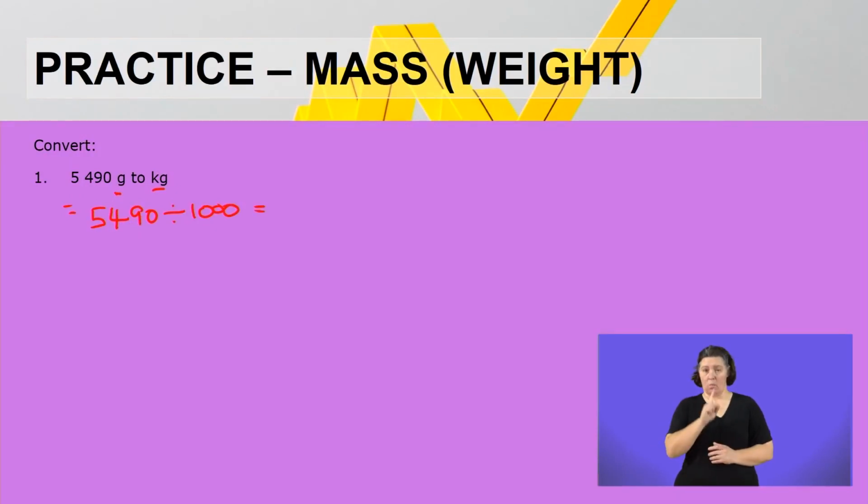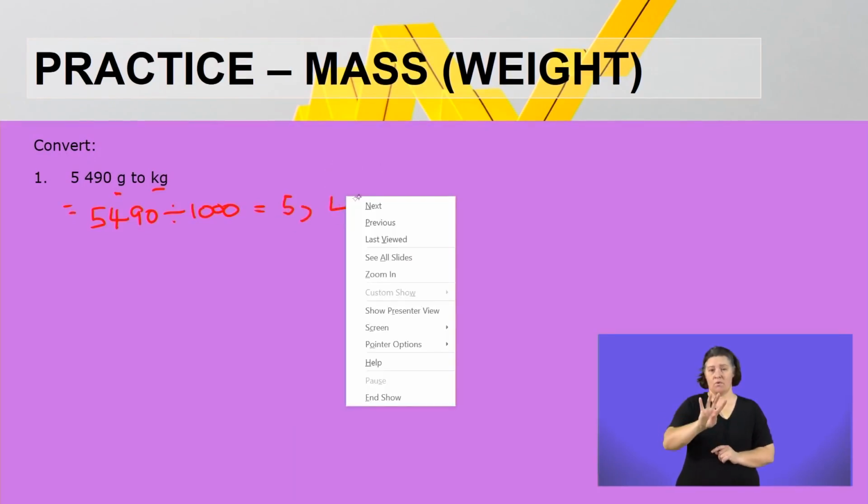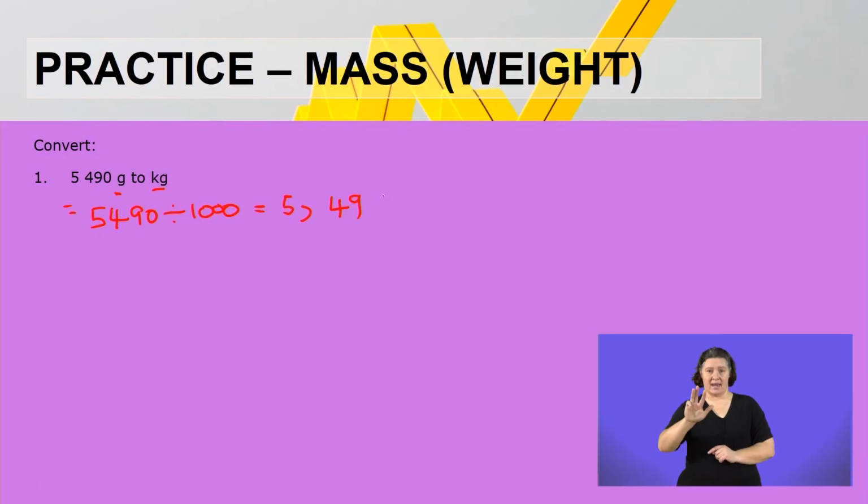Now let's double check our answer here. We'll say 5,490, and I divide that by 1,000. So that should give us an answer of 5,49. And remember, we converted to kilograms.